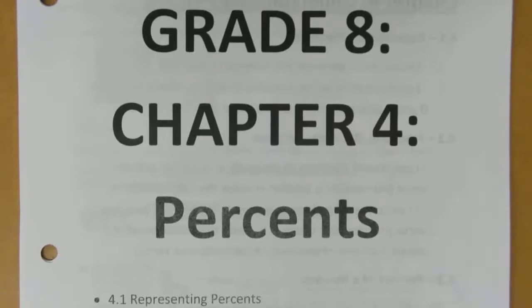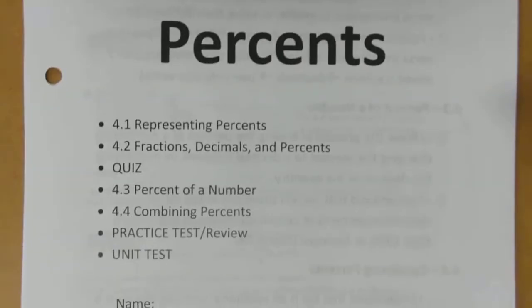Grade 8, we're starting chapter 4, which is about percents. It's not a very long chapter, there are 4 sections. 4.1 for today is representing percents. 4.2 is about fractions, decimals, and percents, being able to do conversions back and forth. 4.3 is calculating the percent of a number. And then 4.4 will be combining percents. After that, we'll do some review, and then it will be time for your unit exam.